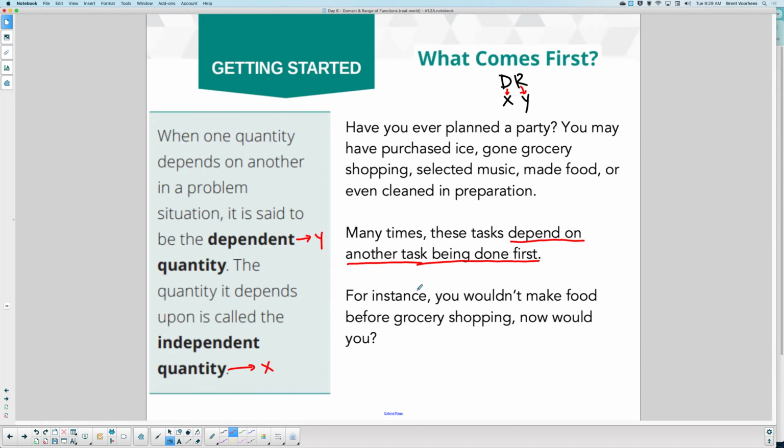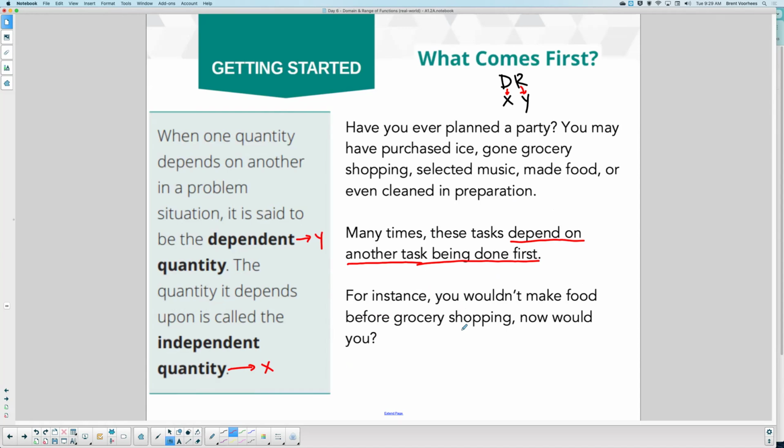For instance, could you make your food for the party before you go grocery shopping? No. So the food you make would be dependent upon the groceries you bought. Does that make sense? In this situation, the food you make would be your y because it depended on the groceries you bought, which would be called the x. The x would be the groceries you bought. The y would be the food you made.